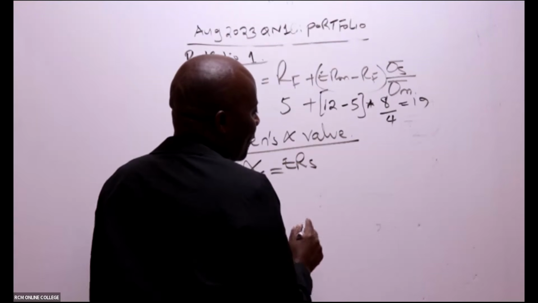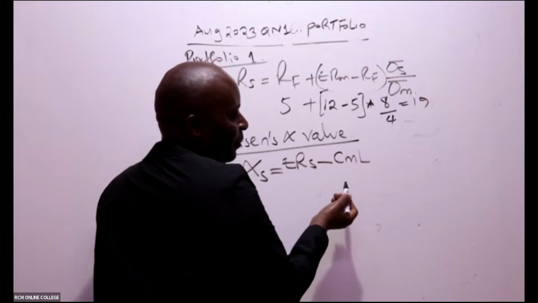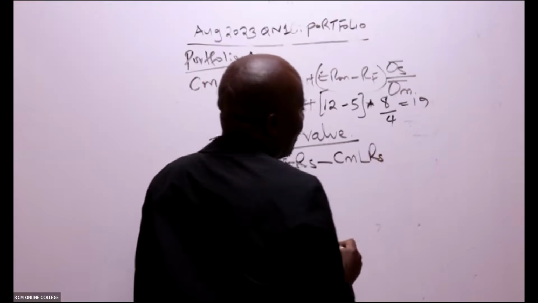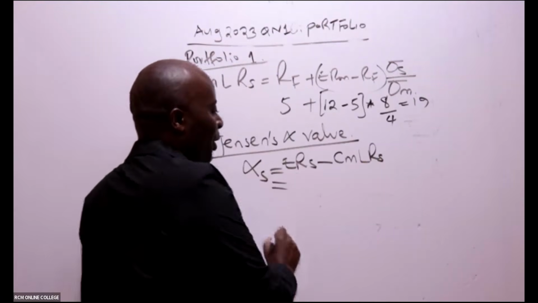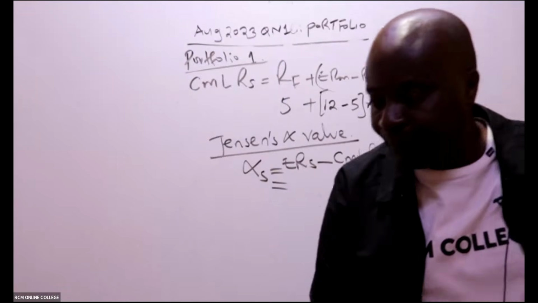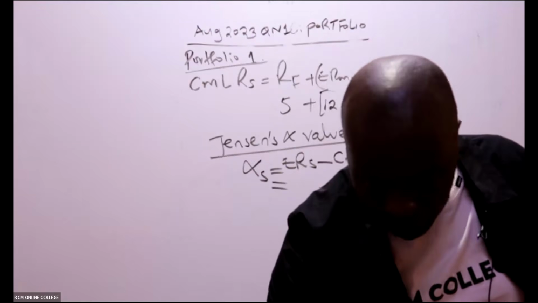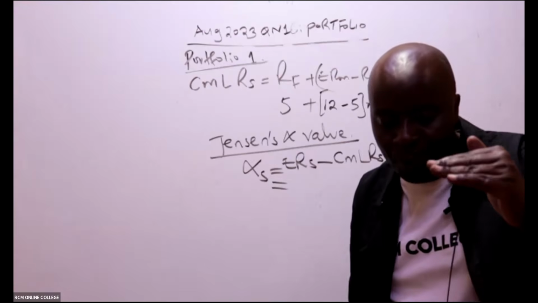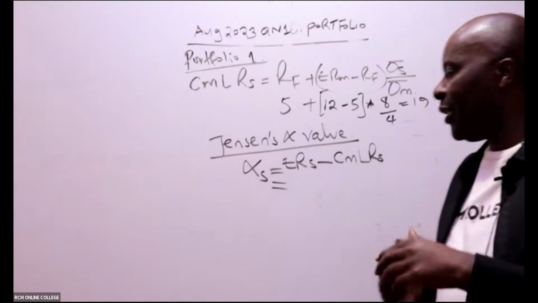What do we expect? Minus the CML, because you're using the CML model. If it was CAPM, I would have said minus CAPM. Minus CML returns, like that. So for this particular security, do we know how much we are expecting? You can see under portfolio 1, we have an expected return of 19.